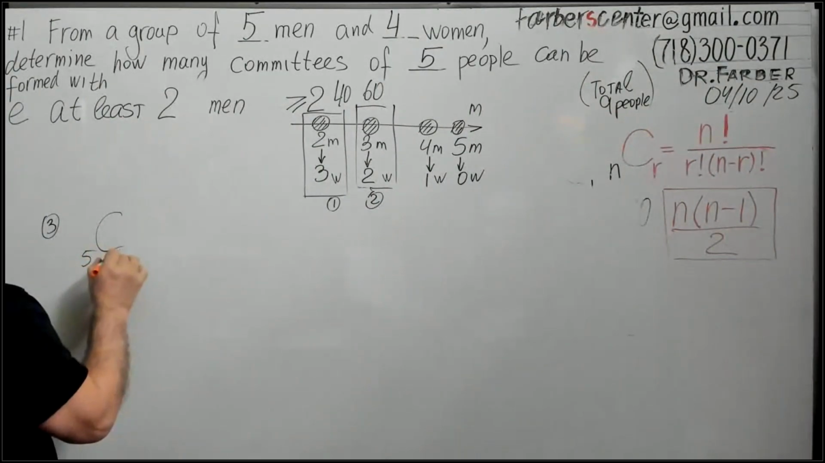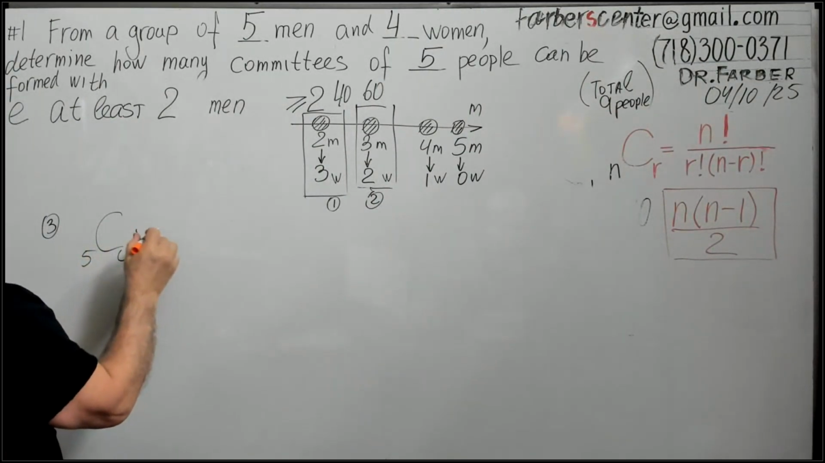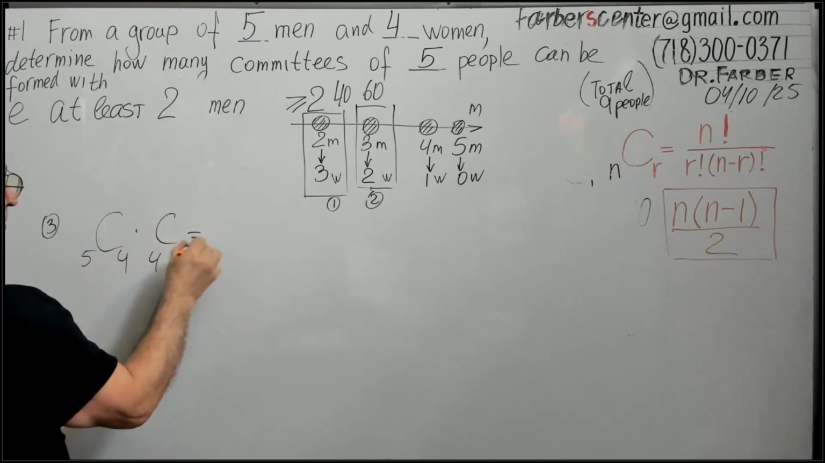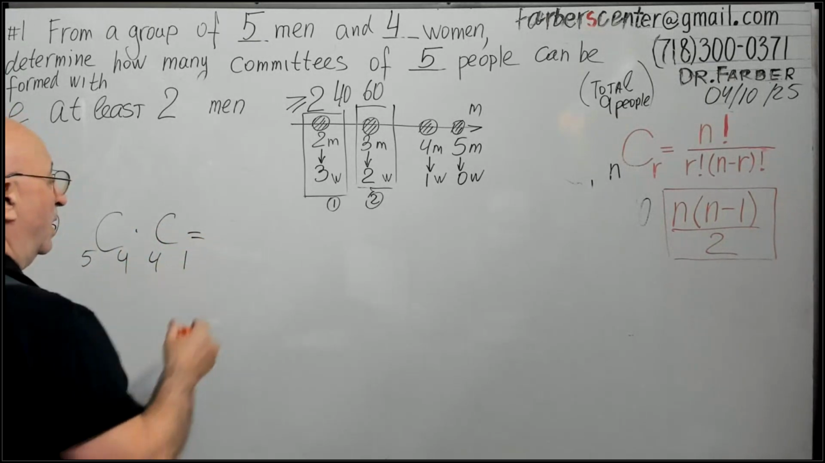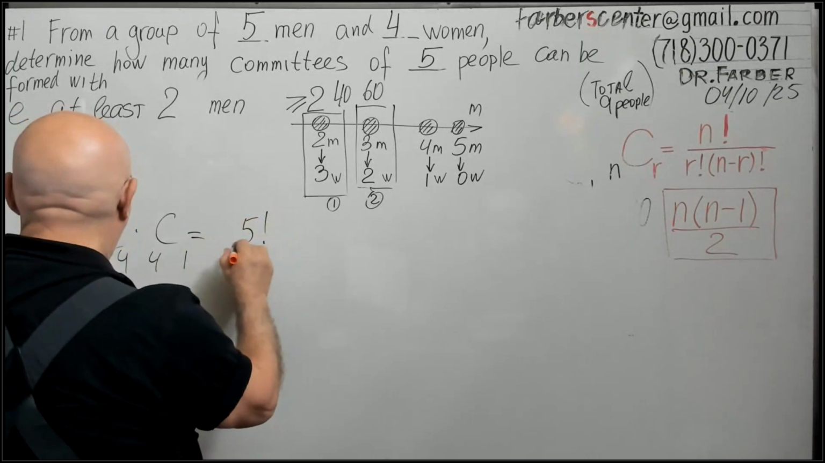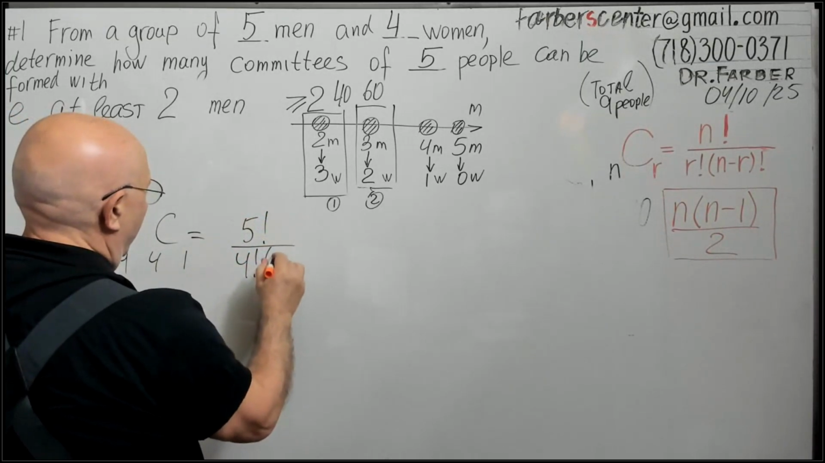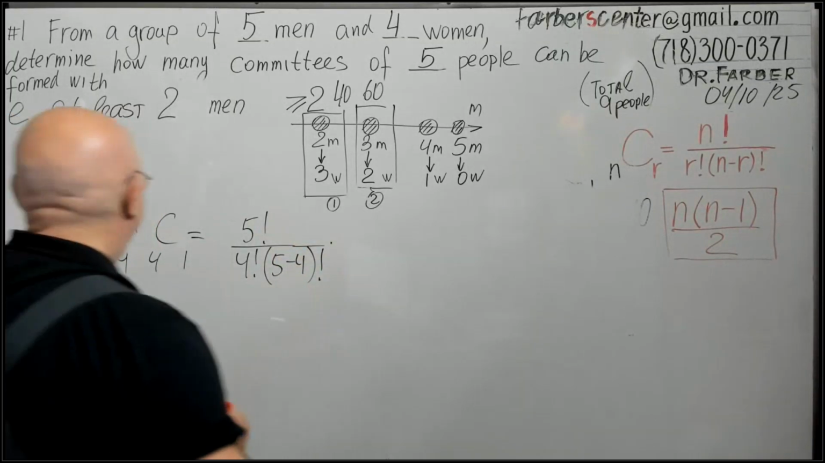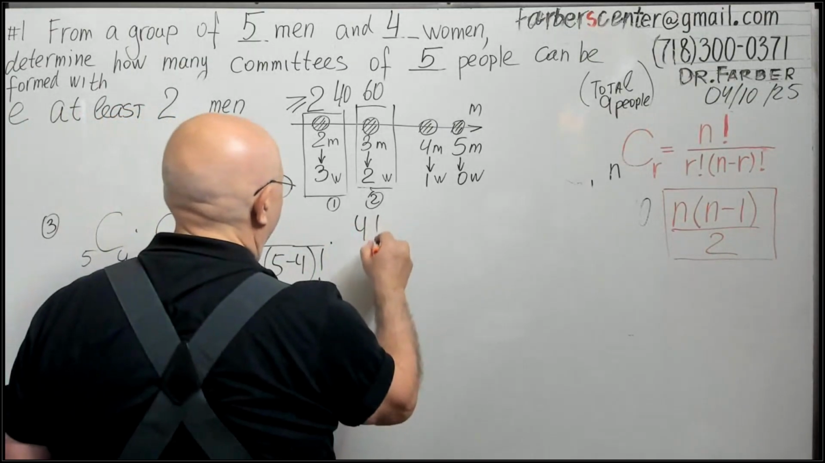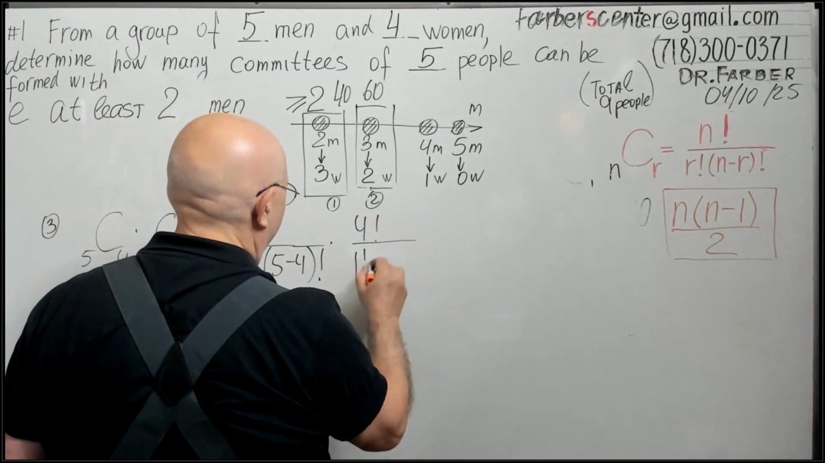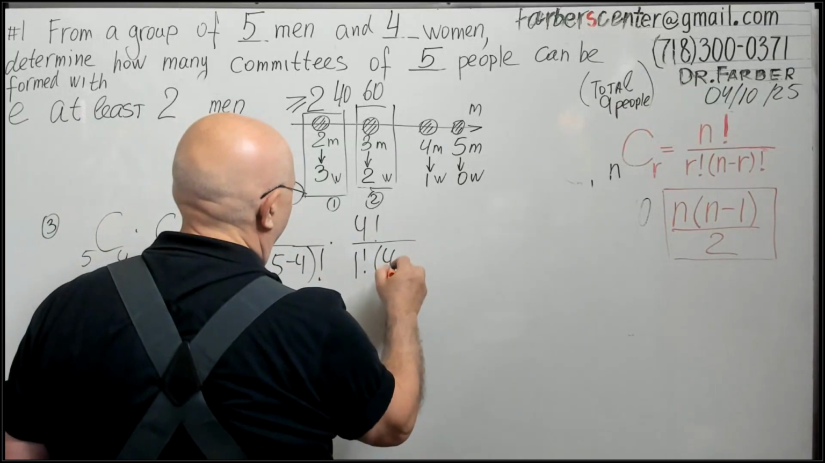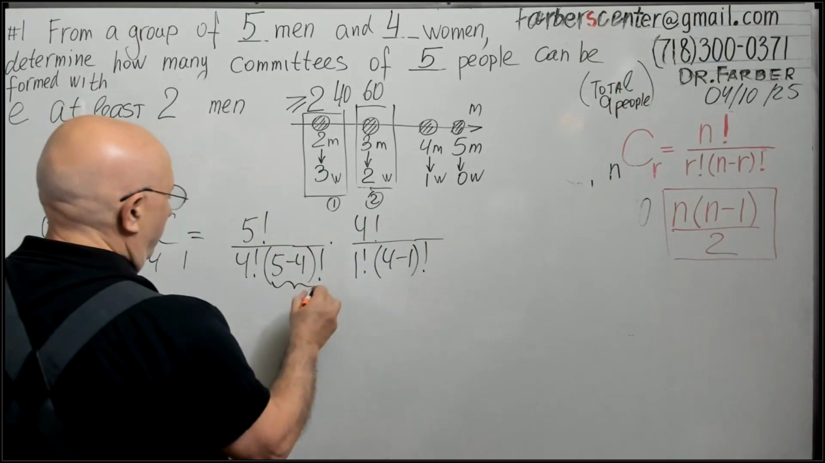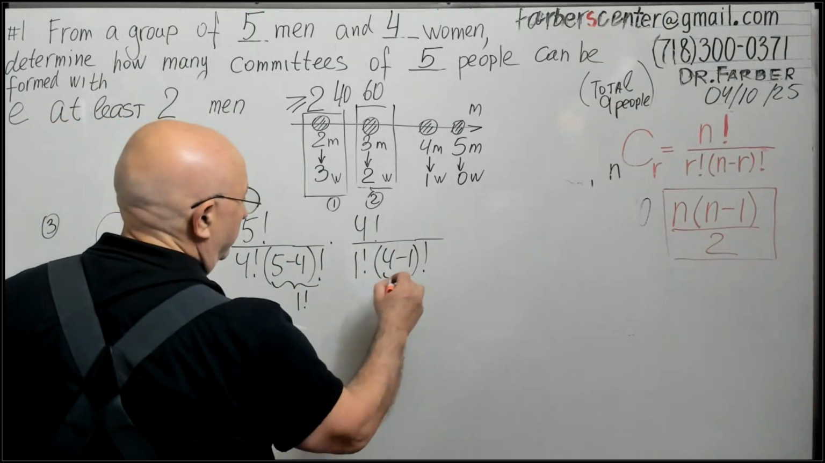C of 5 choose 4, multiply by C of 4 choose 1. It will be 5 factorial divided by 4 factorial by 5 minus 4 factorial. Multiply by 4 factorial, divided by 1 factorial, multiply by 4 minus 1 factorial. And this is 1 factorial. And this is 3 factorial.